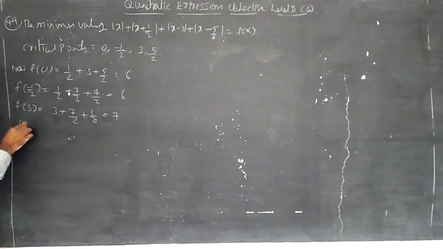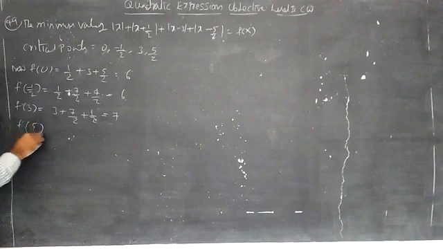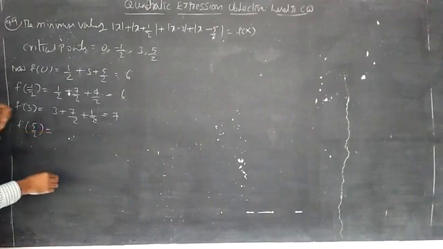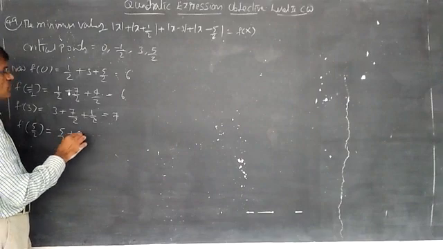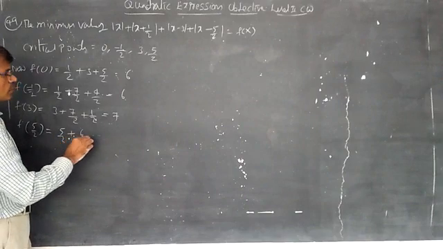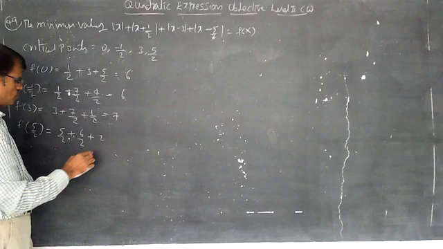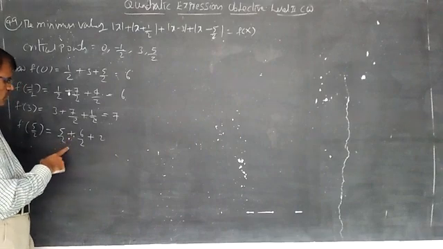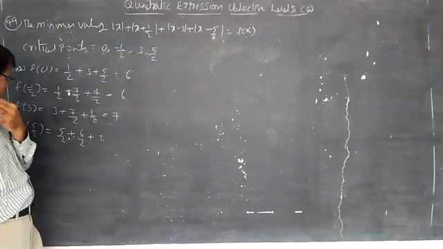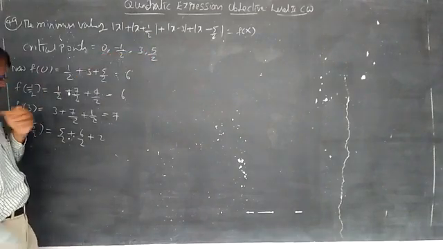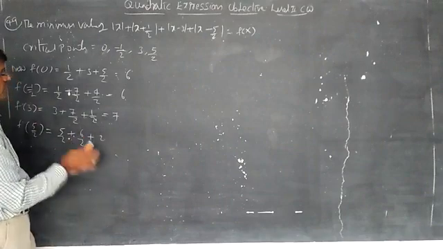Next, f of 5 by 2. Substitute here 5 by 2. And 5 by 2 plus 1 by 2 becomes 6 by 2. And 5 minus 3 becomes 2. Now 5, 6, 11, 11 by 2. 5 plus 5 plus 1 by 2. 5 is 10 plus 11. 5 by 2, 5 by 2 plus 1 by 2. It is 3. It's okay.